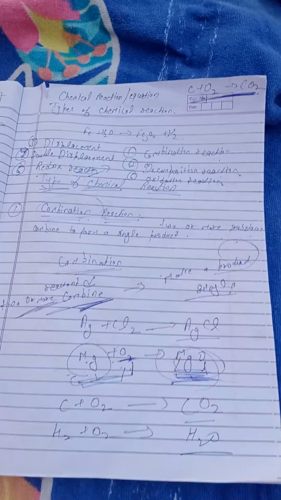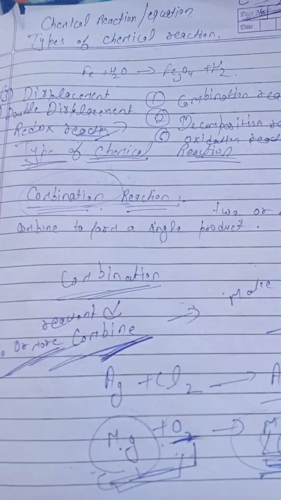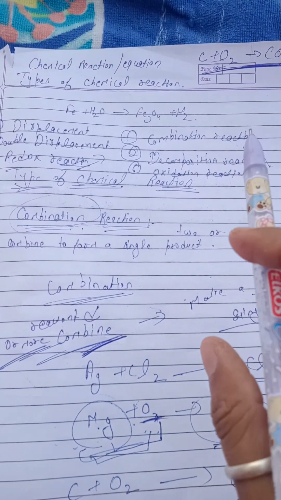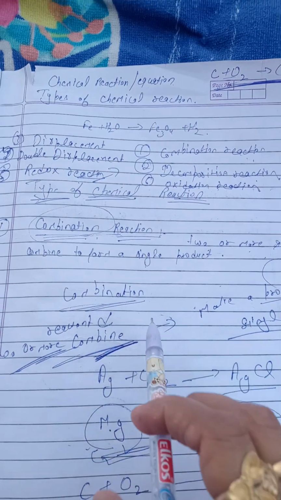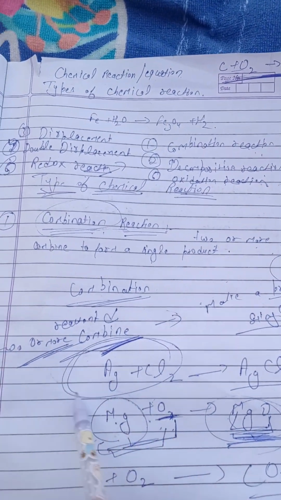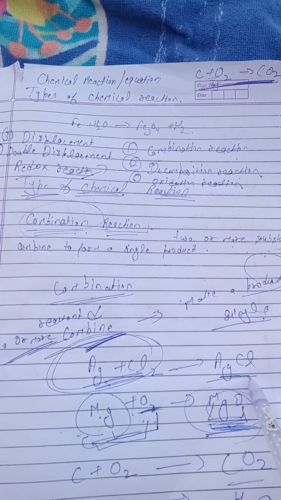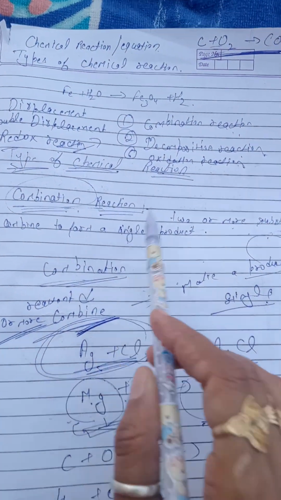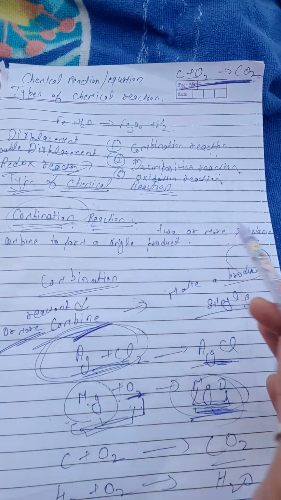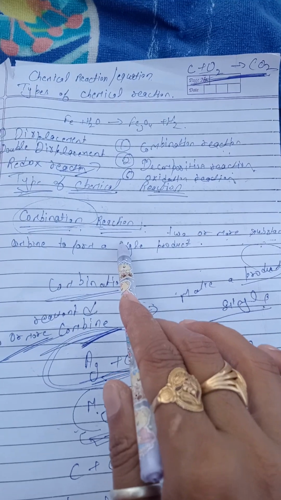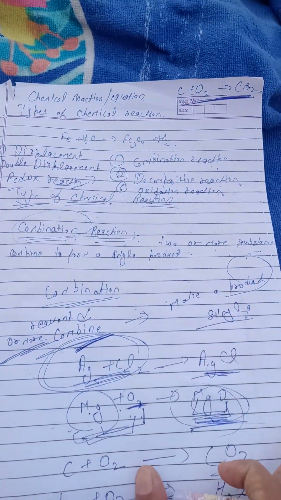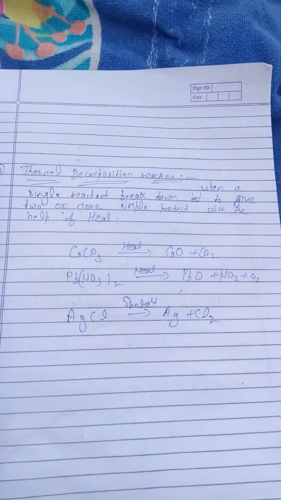In a simple way, when two or more reactants are converted into a single product, this is called the combination reaction. Combination reaction is the opposite of the decomposition reaction.